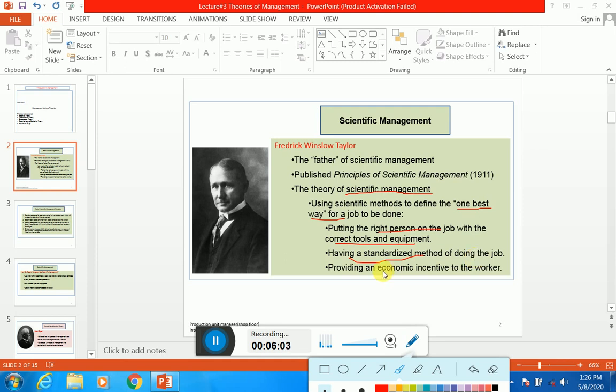And then he said that economic incentives should be given to the workers. Scientific management, Taylor, he introduced incentives for the first time. Incentives means some remuneration, some reward. Again, for the first time, he introduced the concept of piece rate.